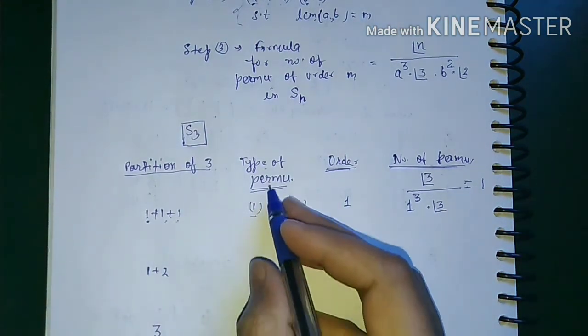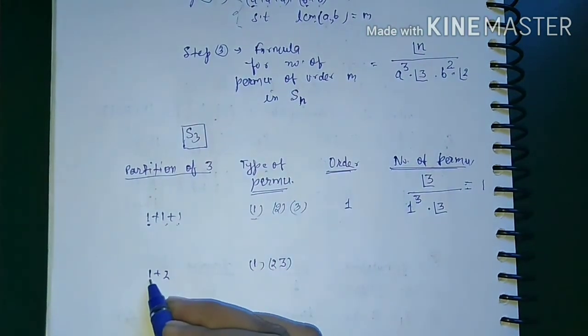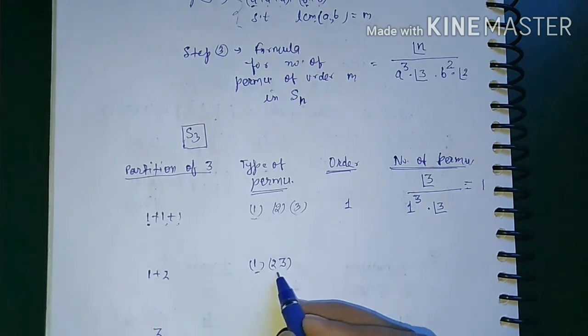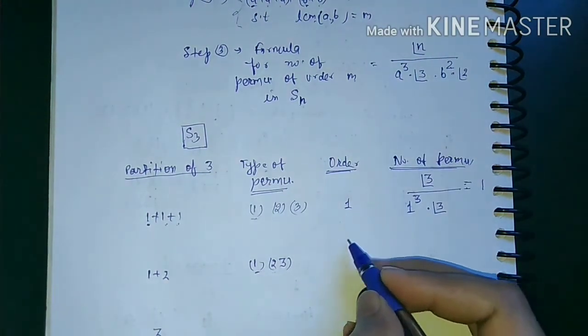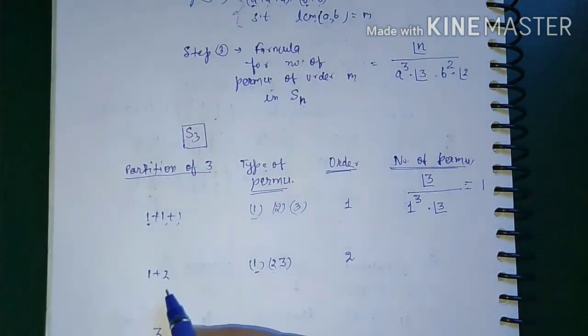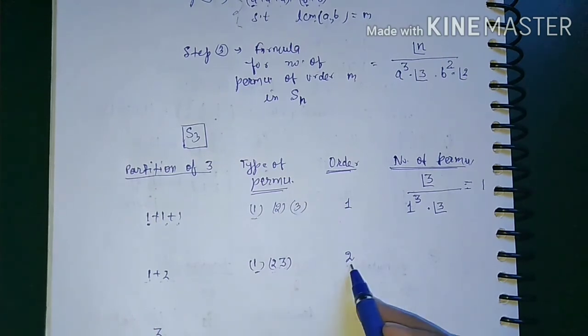Now for this partition the type of permutation is 1 and 2 3, because this number represents the length of the cycle. Here 1, so the length of the first cycle is 1, and 2, so the length of the second cycle is 2. So this is the type of permutation for this partition, and the order is 2 because the LCM of 1 and 2 is 2. We can also find the order from the partition. We only have to take the LCM of each number. LCM of 1 and 2 is 2.